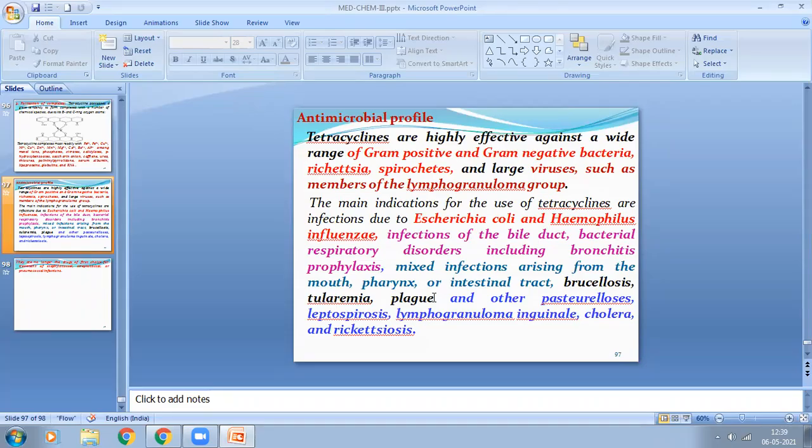Those viruses cause lymphogranuloma. Lymphogranuloma is one type of disease of lymphoid tissue. So viral replication will be inhibited by the tetracycline. It does not kill that virus, but it can inhibit the growth and development of those viruses, which form the lymphogranuloma group. Now, the main indication for the use of tetracyclines is basically for Escherichia coli, Haemophilus influenzae.